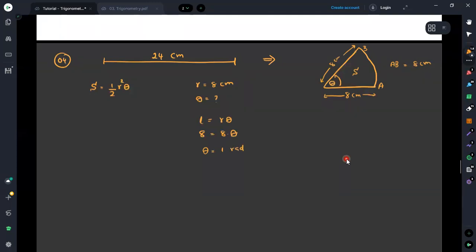Now we can substitute it in the equation. Once we have the substitution, it is half times r squared times theta. The value of r is 8, so 8 squared. Theta is now equal to 1. Therefore, we can have this calculation. Once you have the calculation, we get the answer as 32 square centimeters. Therefore, the area of the sector formed by this wire is equal to 32 square centimeters.